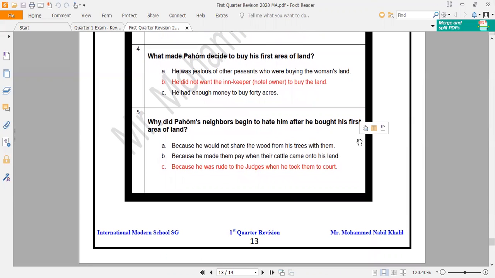Number five, why did Pahom's neighbors begin to hate him after he bought his first area of land? Because he was rude to the judges. You know that after buying his land, Pahom started to be rude to his own neighbors, and he also complained to the police about a neighbor called Simon. So it was because he was rude to the judges, and also he took his neighbors to court.